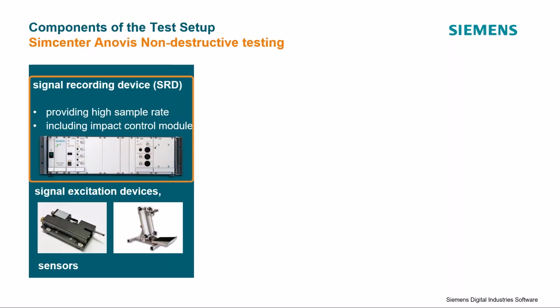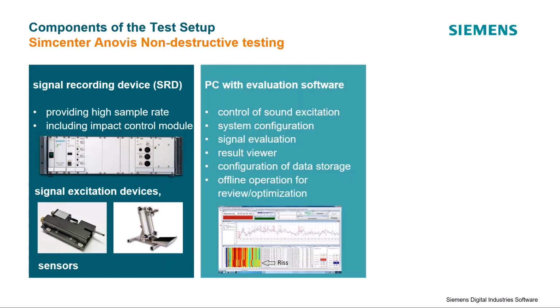It provides a high sample rate of 192 kilohertz so that we can record microphone signal up to 75 kilohertz, far into the ultrasonic range. And it also contains the impact control module for the sound excitation. And as I already mentioned, there are 2 ways of getting the sound or vibration of the component. And of course, we need sensors I already introduced.